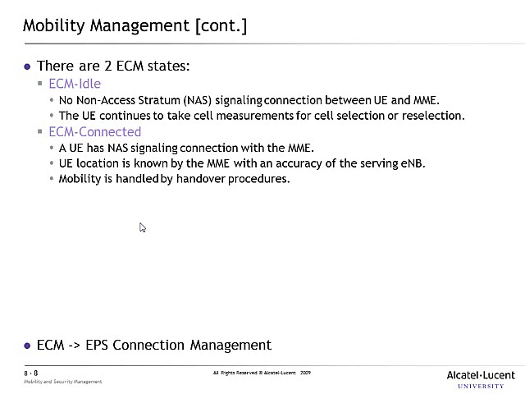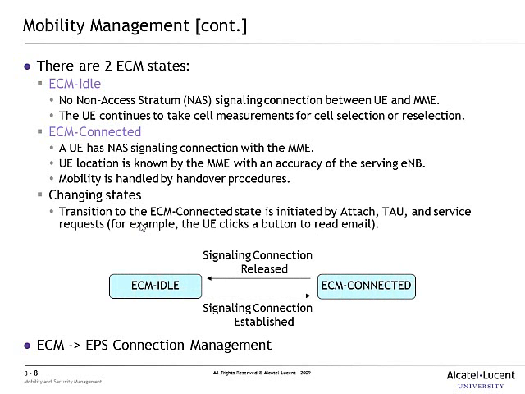So handovers only come into place when you move into the ECM connected state. When you're in the ECM idle state, you do cell selection and cell reselection. So there's an important difference between these two procedures. Okay, so again, recapping, you move from ECM idle to ECM connected when a signaling connection is established. Initially it is established when you perform an attach. As soon as you perform an attach, you get moved from ECM idle to ECM connected.